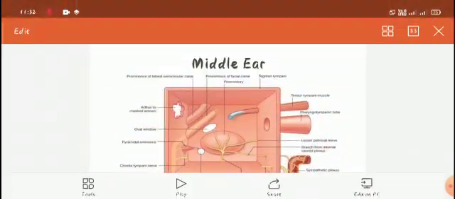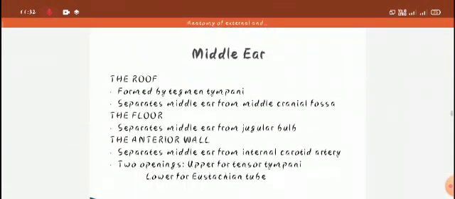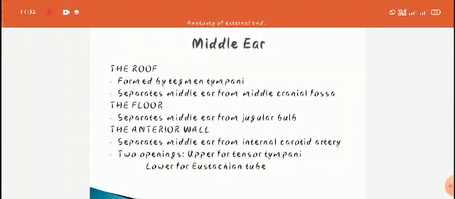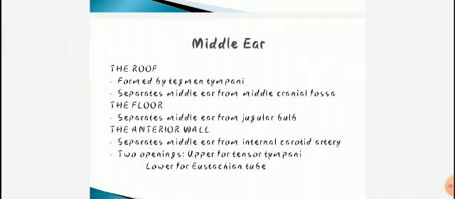The roof of middle ear is formed by tegmen tympani, and it separates middle ear from middle cranial fossa, and floor separates from jugular bulb. Anterior wall separates middle ear from internal carotid artery, and it has got 2 openings anteriorly. One is for tensor tympani and lower is for eustachian tube.